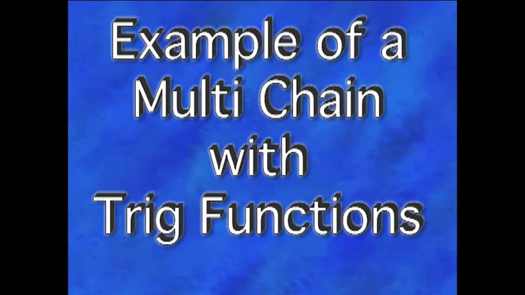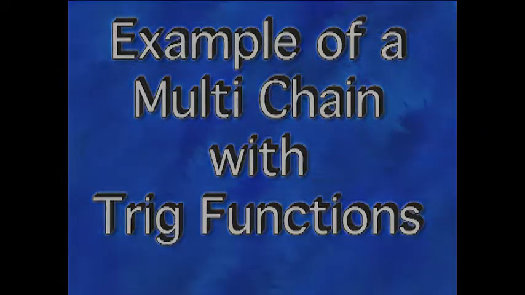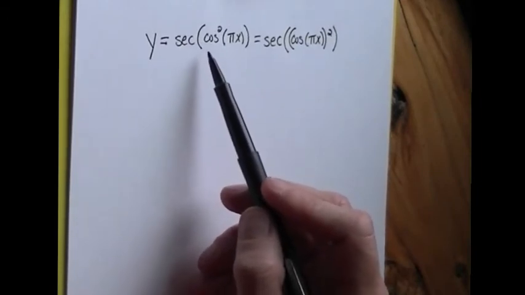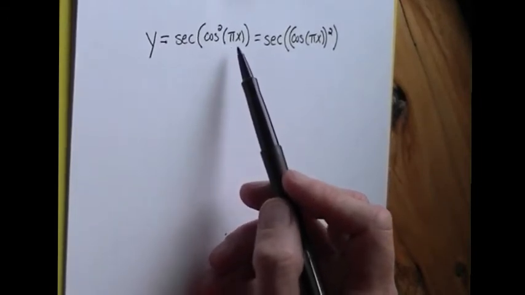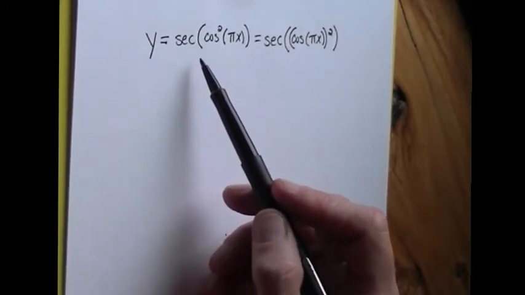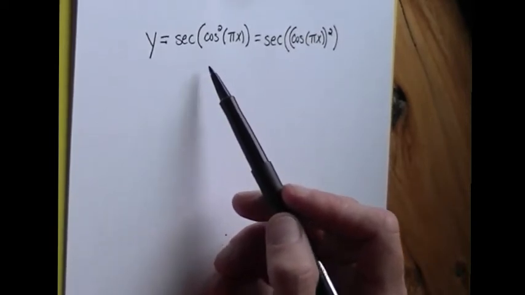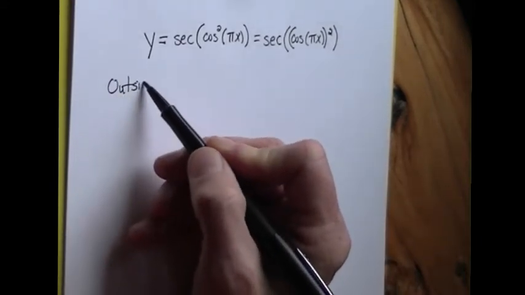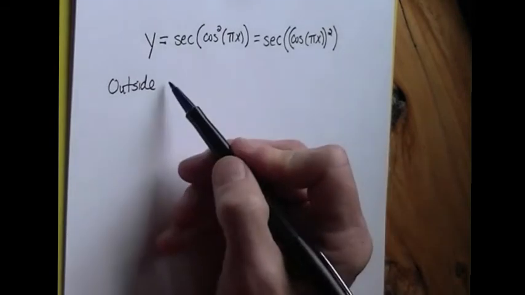We are working on examples using the chain rule, and here we have an example with many functions plugged inside of each other, and so that's where the chain rule gets its name. You keep chaining on the derivatives of the interior functions. So you always want to identify all of your functions starting with the outside function.